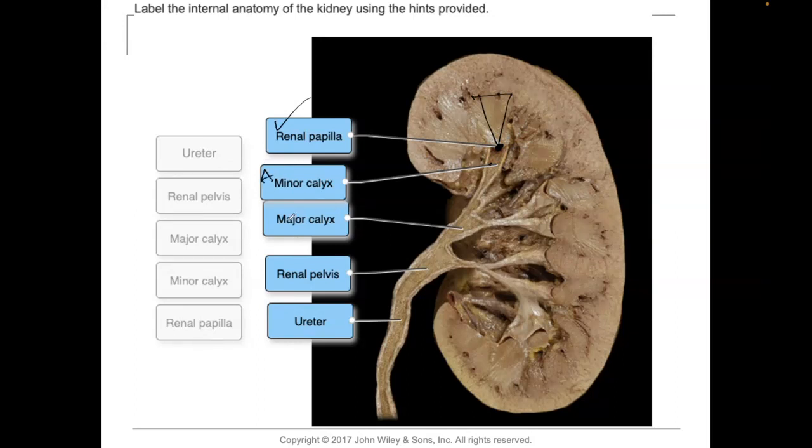After the renal papilla, here's our minor calyx. That's what we called A. Then the major calyx was B, the renal pelvis was C, and the ureter was D. Those are the letters that I used in that previous slide if you want to go back and review it. So urine is coming this way through the renal papilla into the minor calyx, major calyx, renal pelvis, ureter, and eventually into the urinary bladder.